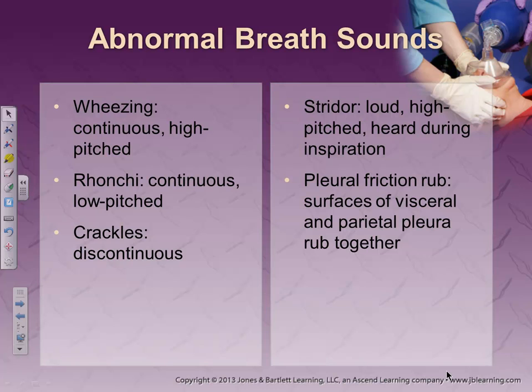Rhonchi is going to be a continuous low-pitched rumble down in the lower airways. Crackles is going to be discontinuous. Does anybody remember the way that I described rales? Rales are wet like whales. Rales can often be with crackles. And you can have fine crackles or coarse crackles. Anybody remember the way I described fine and coarse crackles?